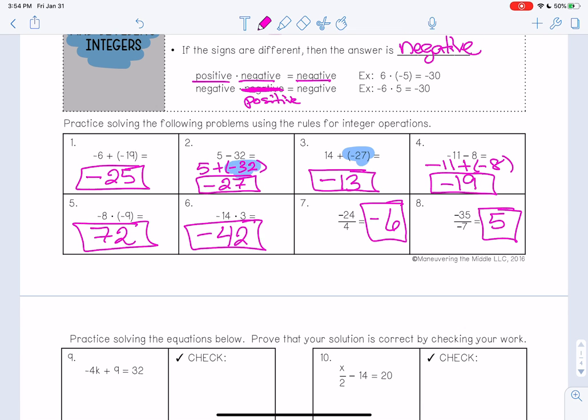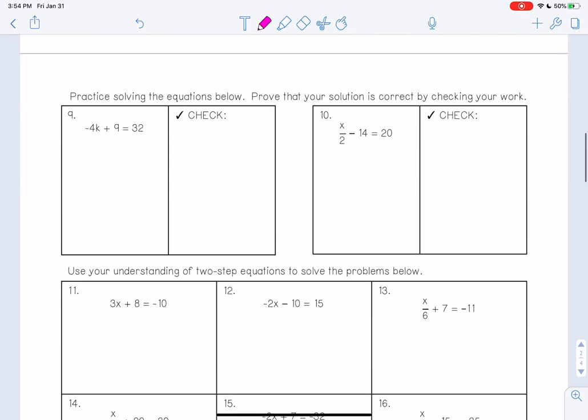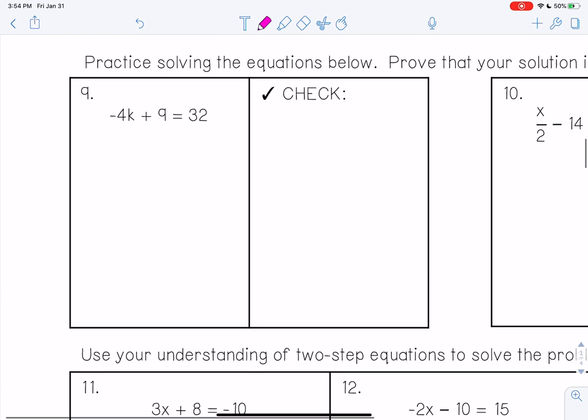Now we're ready to start looking at two-step equations. So we have problem 9 and problem 10. And it says, practice solving the equations below. Prove that your solution is correct by checking your work. So let's go ahead and look at number 9 first.